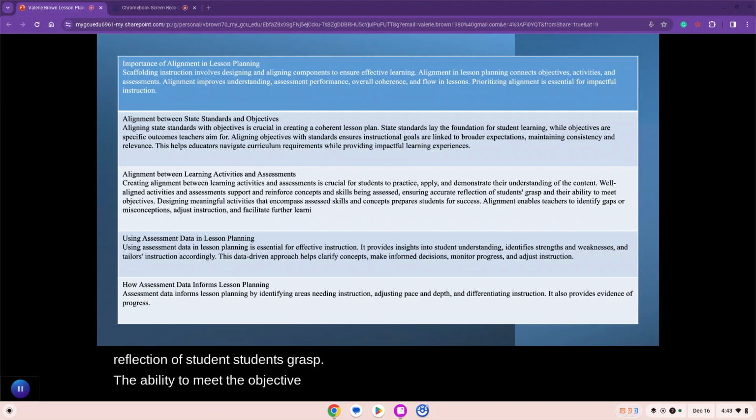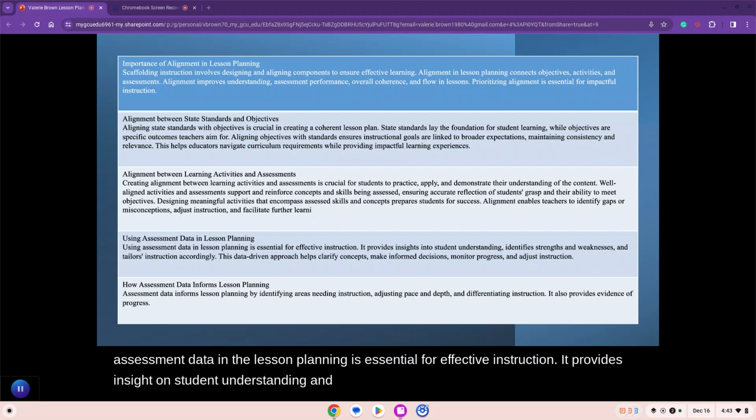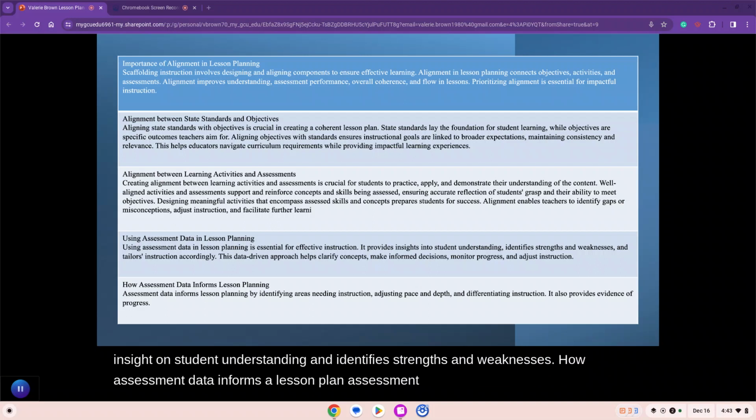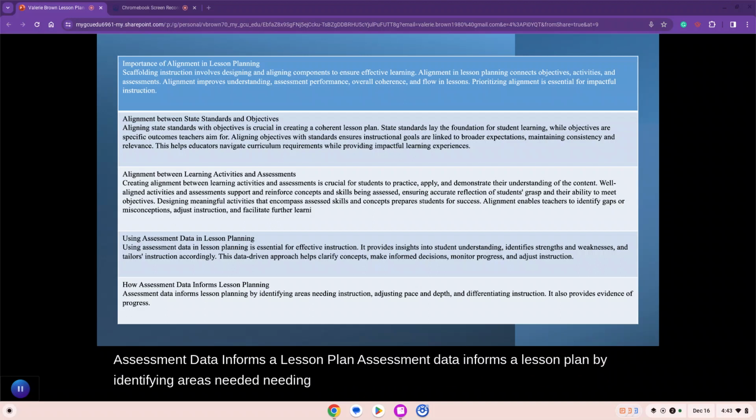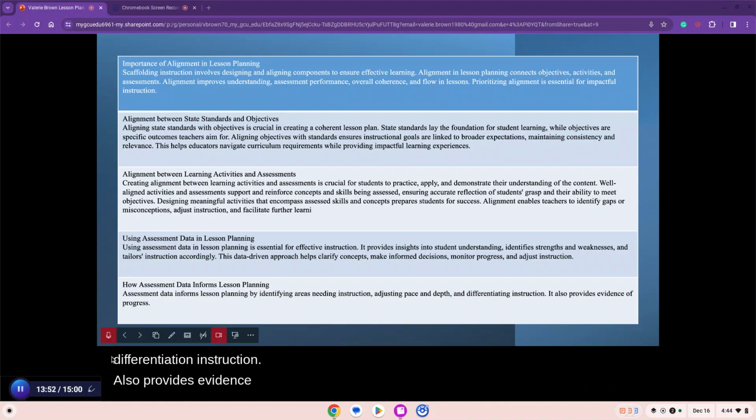Also, using assessment data in lesson planning. Using assessment data in lesson planning is essential for effective instruction. It provides insight on student understanding and identifies strengths and weaknesses. How does assessment data inform a lesson plan? Assessment data informs the lesson plan by identifying areas needing instruction, adjusting pace and depth, and differentiating instruction. It also provides evidence of progress.